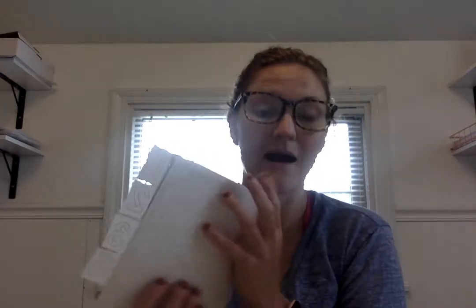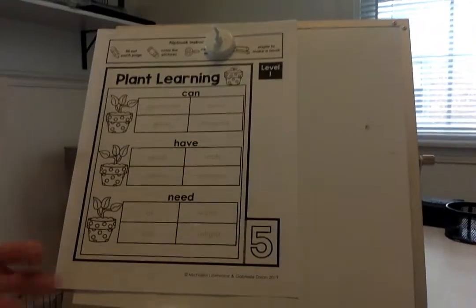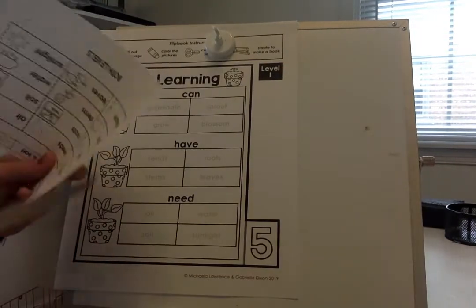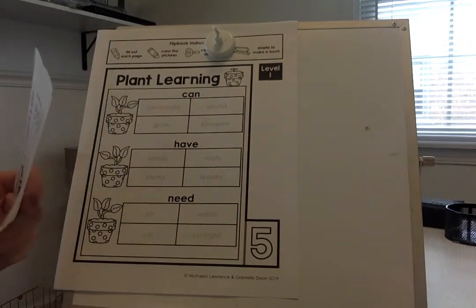Good. So our last page, page 5, is going to be about what plants can, have, and need. And we did do an anchor chart of this, I think it was last week, so this is a refresher. All right, so let's get page 5 out, and then the page 5 word bank. What I'm going to do is cut out a word, and then we'll talk about if that's what a plant can do, if that's what plants have, or if it's something that plants need. Okay.